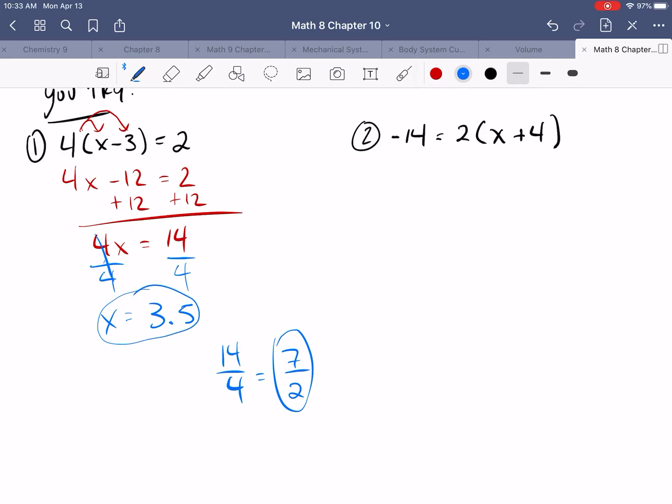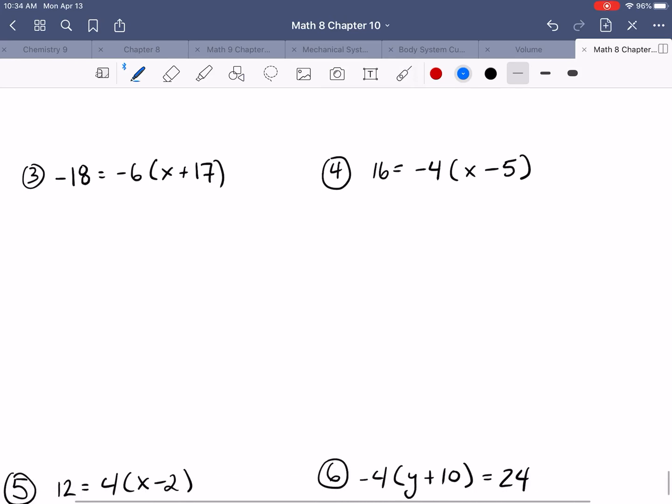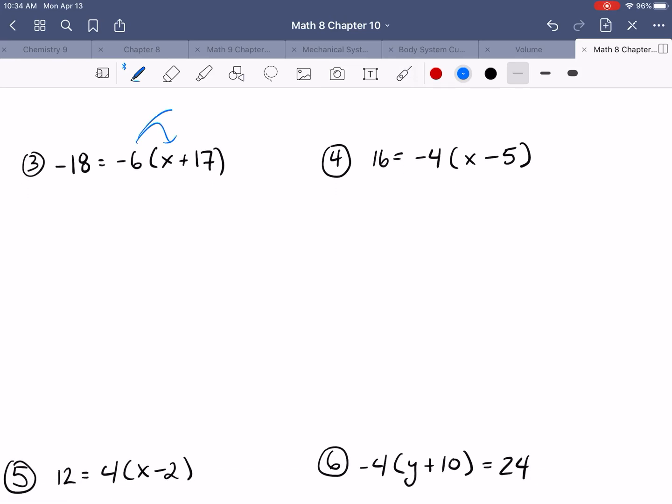Okay, this one here, I need to start with this double rainbow here. -14 equals 2x plus 8. I need to subtract 8, 8 from -14. -14 minus 8 is -22, equals 2x. I need to divide by 2, and x equals -11 in this case, all right?